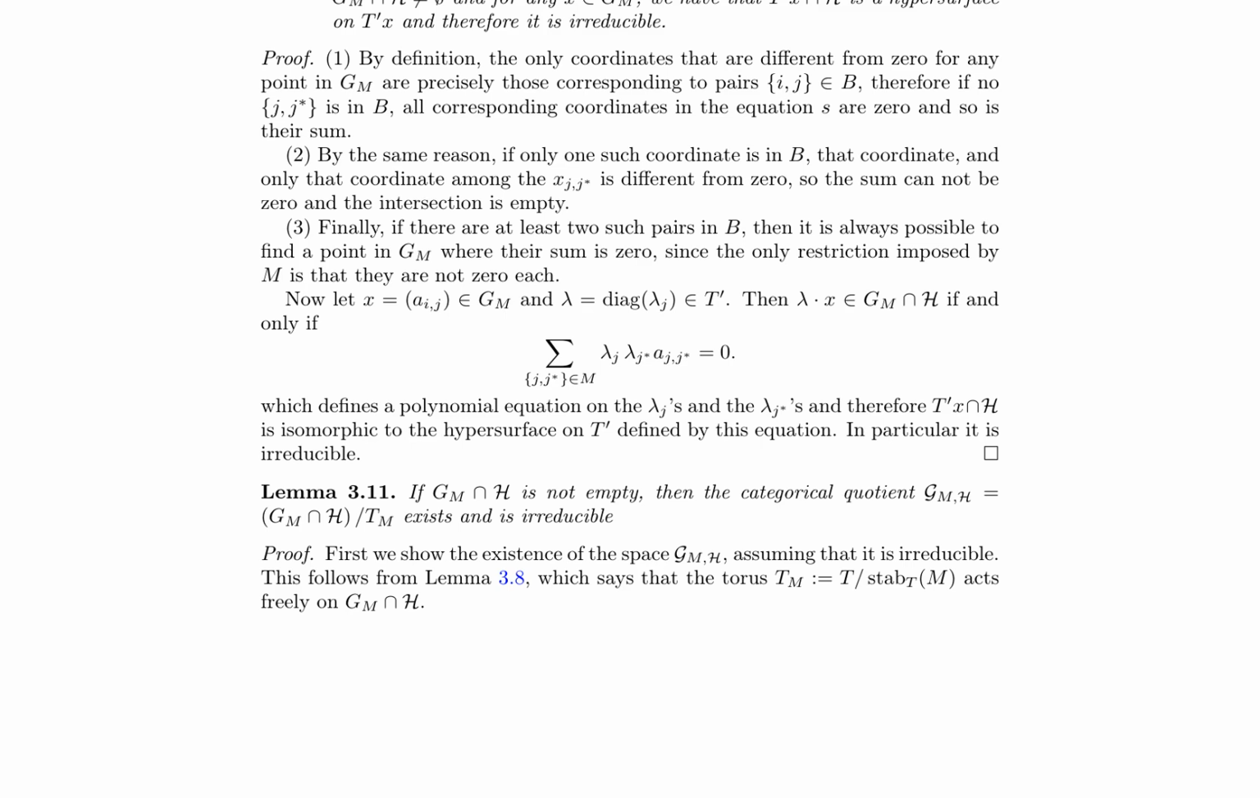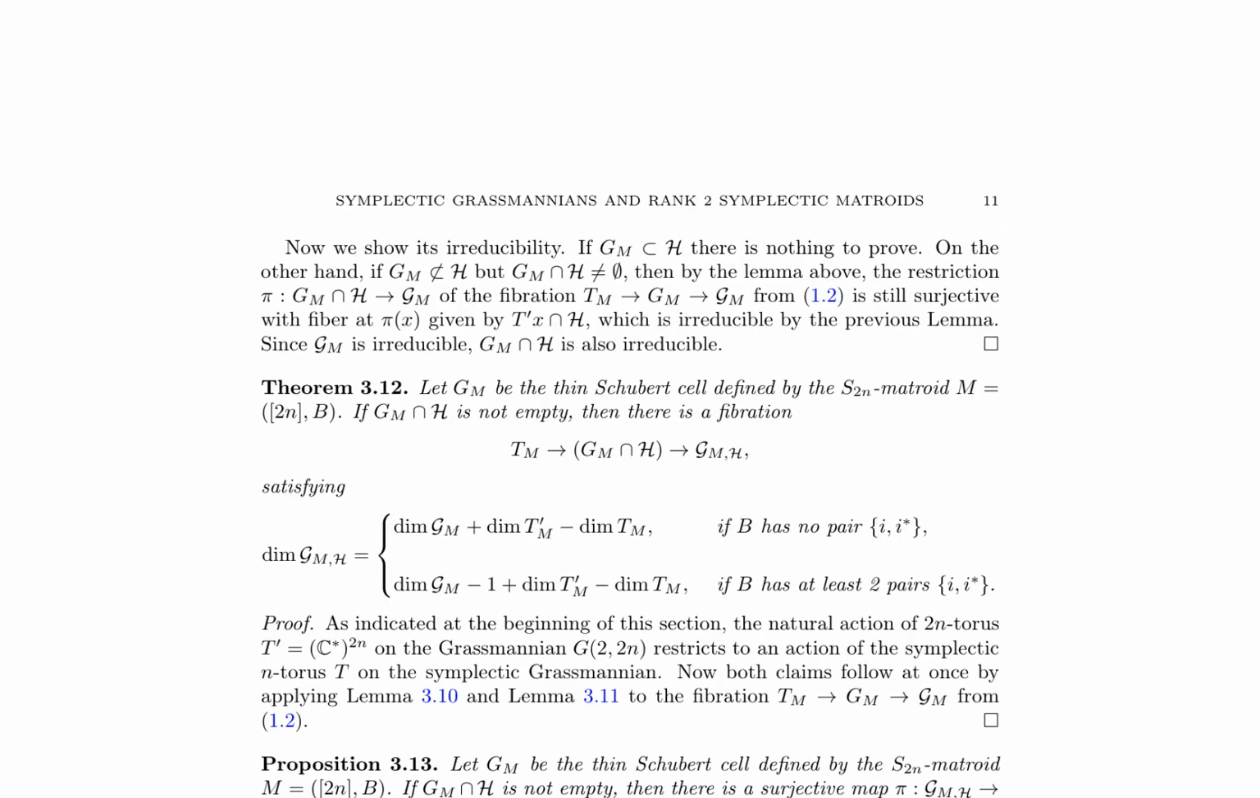The paper also delves into the existence and irreducibility of the categorical quotient (G_M ∩ H)/T_M, as addressed in Lemma 3.11. The authors demonstrate that this quotient exists and is irreducible by leveraging the fact that the torus T_M acts freely on G_M ∩ H, as established in Lemma 3.8. This finding is pivotal for further analysis and applications in the field of matroid theory and algebraic geometry.